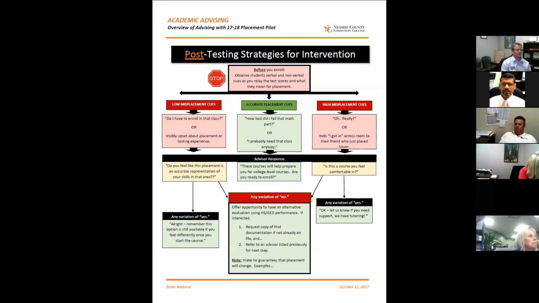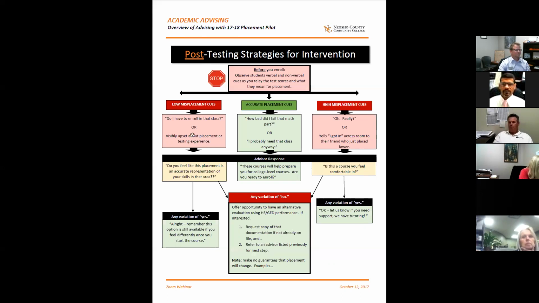You might have cues, though, that might indicate that they have high misplacement, so they may be a little bit in disbelief, or if they have a response that could be flagged for excessive celebration, that might be a cue that maybe they weren't expecting that score. So on the flip side, you might ask if it's a course that they feel comfortable starting in. So following up with them, they may then give you a variation of yes or no, and you can respond accordingly there.